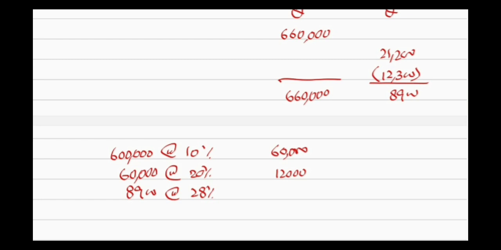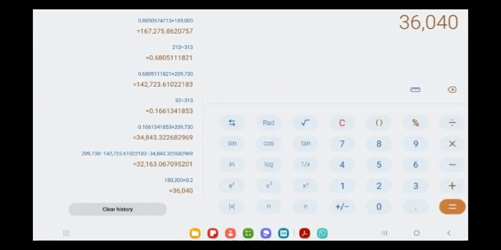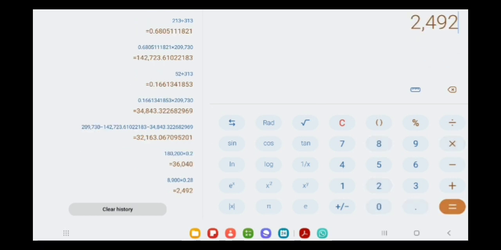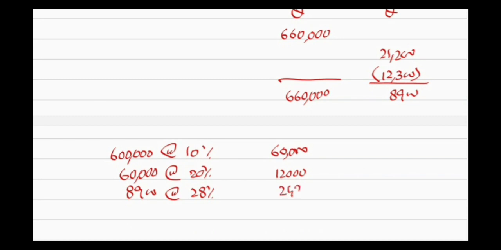Remember, for normal gains to be computed, the basic rate is 10% and the higher rate is 20%. But for residential property, the basic rate is 18% and the higher rate is 28%. So it will be 24,982. So this is the total tax liability, 74,492.